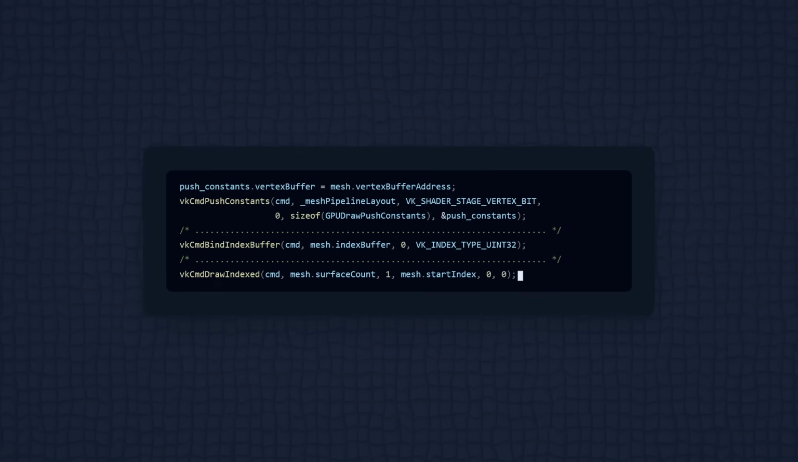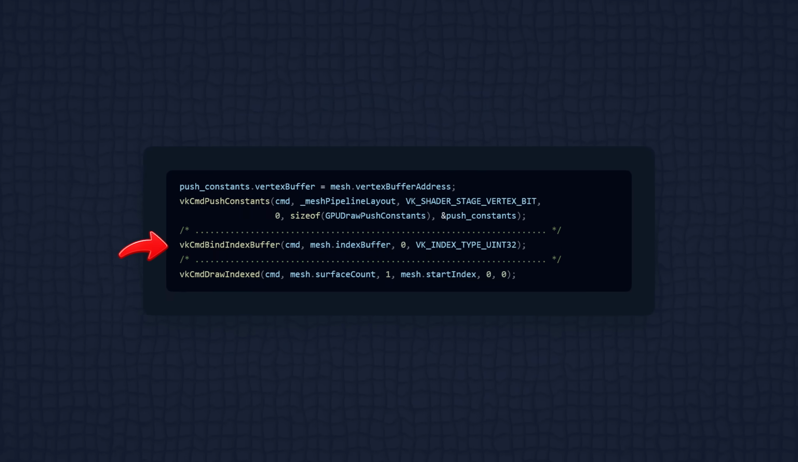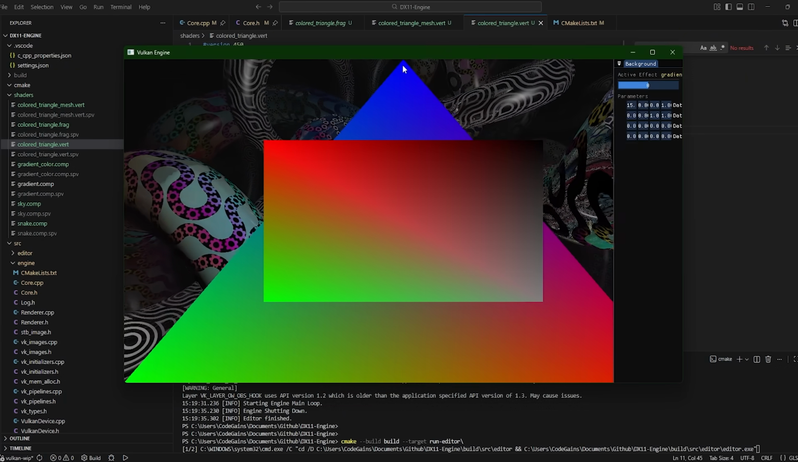Before rendering, we specify what vertices we want to render and how they should be indexed to form triangles. And finally, we render them using the Vulkan draw index command. Here is our rectangle. Pretty cool.